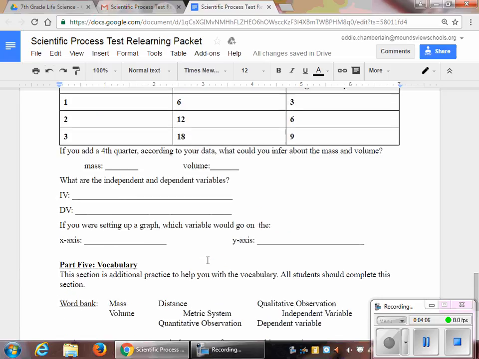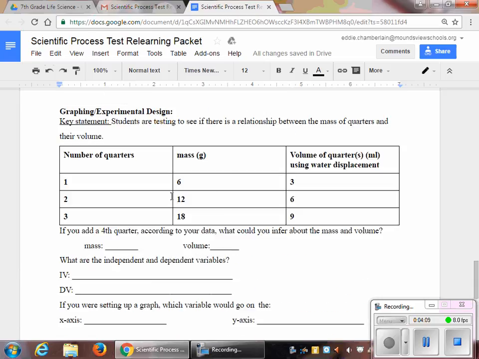And our final section that goes with this is graphing. Same kind of thing before. Graphing just uses the data that you have to look for relationships. So you might notice that as the mass goes up of the quarters, the amount of water that they move goes up too. So we're just looking for a pattern.